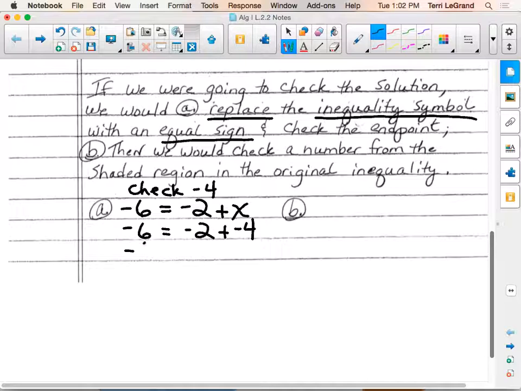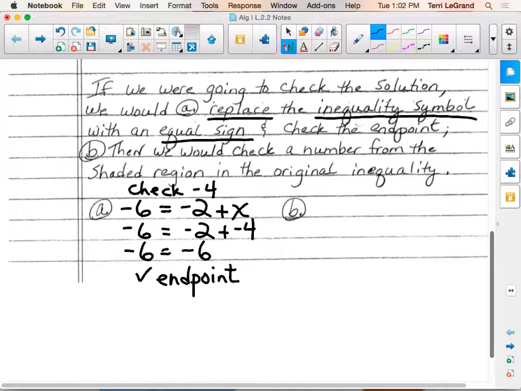So we say, well, -6 doesn't have anything to be combined with. What is -2 plus -4? It actually is -6. So we could say our endpoint checks. In other words, we're not checking to see if it's a solution.